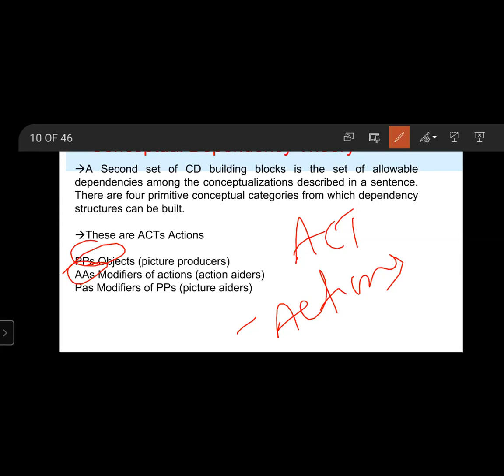Next, PA: modifiers of PPs, that means picture aiders. What are the different categories? ACT means action. PP means object. AA means modifiers of action. PA means modifiers of PPs.